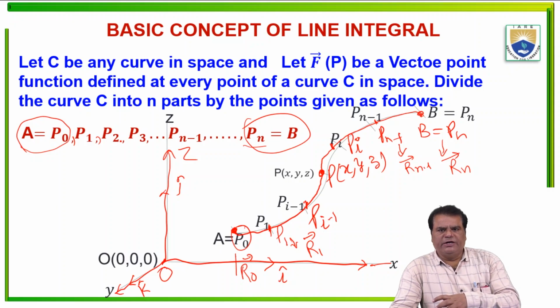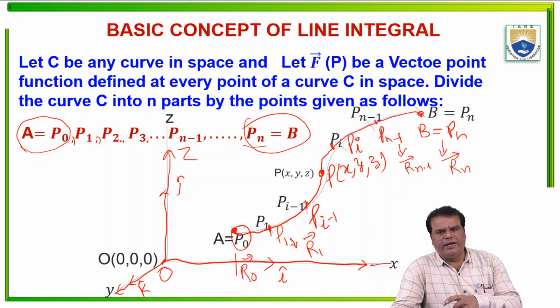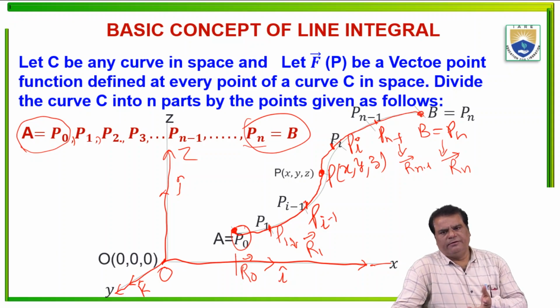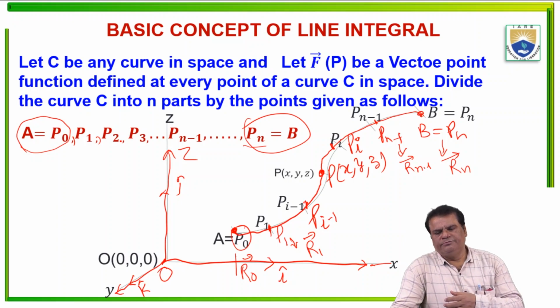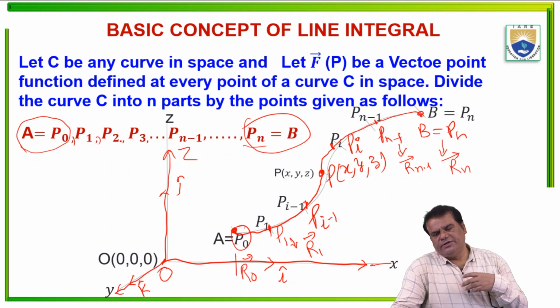Then the value of the function at point P1 is vector R1. Similarly, at point P2 on the curve, the value of the vector point function is known as vector R2. Similarly, at point Pn minus 1 on the curve, the value of the function is vector Rn minus 1.